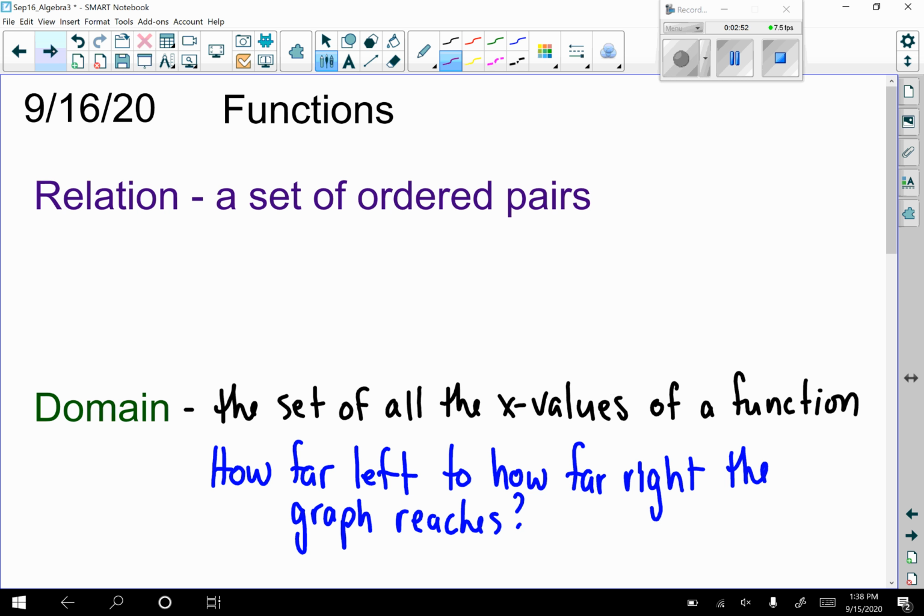All right, what we're going to take a look at today is identifying whether a graph or a list of ordered pairs is going to be a function, and then also stating the domain and range. So let's go through these here.